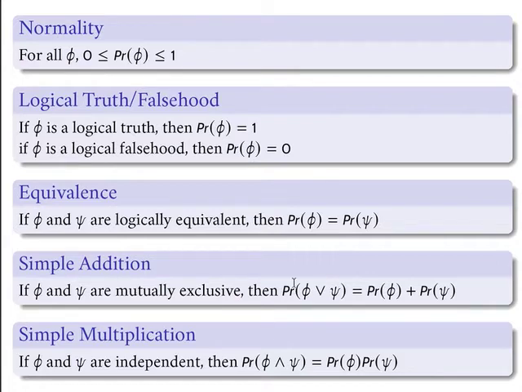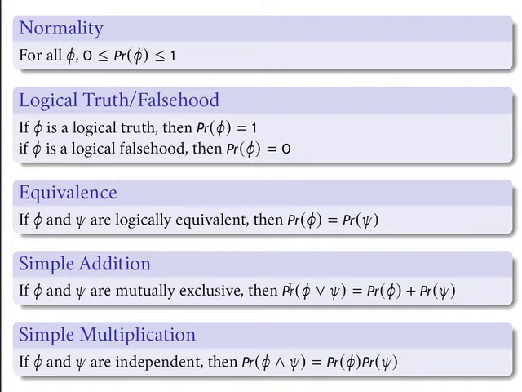So the simple addition rule tells us how to calculate the probability of a disjunction phi or psi. To do that, we just add up the probabilities of the disjuncts. However, what is crucial to understand is that this simple addition rule can only be applied to a disjunction if the disjuncts are mutually exclusive. That is to say, in the terminology from the previous unit, the disjuncts are inconsistent. They cannot be true together as a matter of logic.